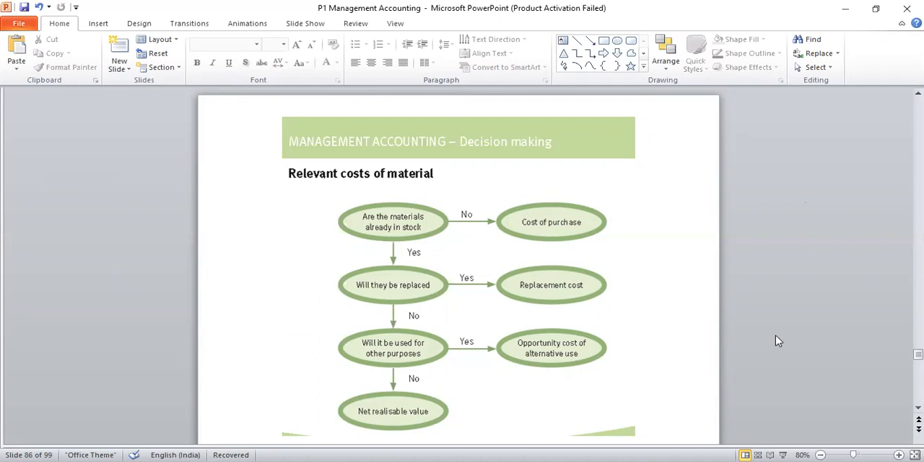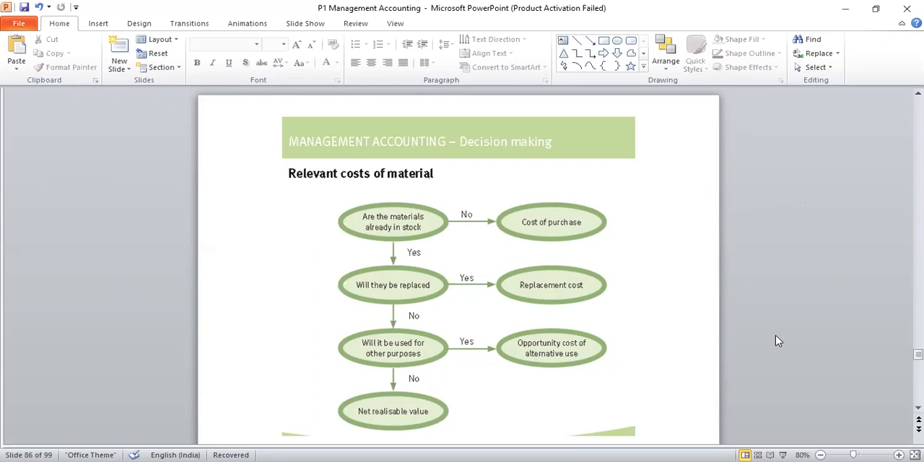So this is flow charting, connecting with the arrow marks and then taking a decision about it. For example, checking whether material is available in stock. If it is yes, if it is no. If the material is not there in stock, then they have to purchase. What is the cost of purchase? If it is already there in stock, would they be considering it for replacing the material?